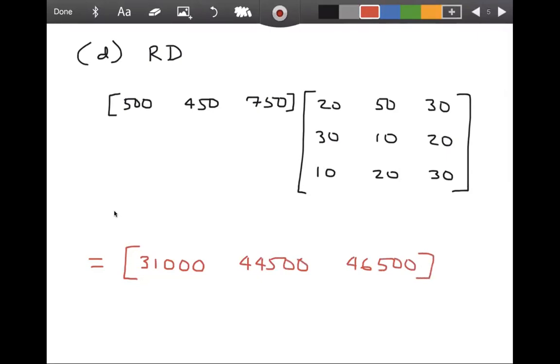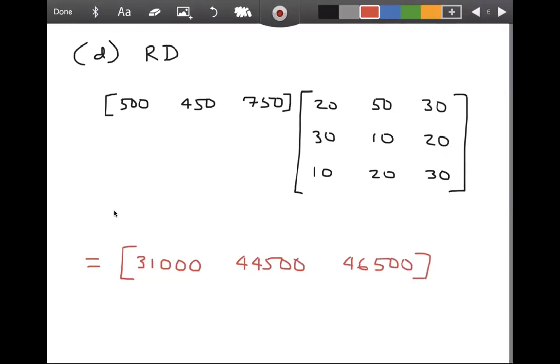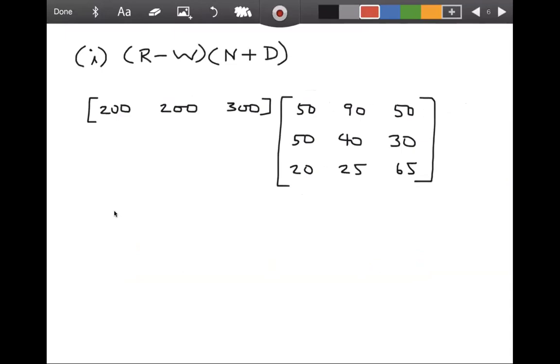All right, that brings us to letter I. Letter I looks a little complicated. They want to know what is R minus W times N plus D. So I went ahead and figured out what is R minus W. This is R minus W. Matrix addition and subtraction is very easy, right? And this is N plus D.